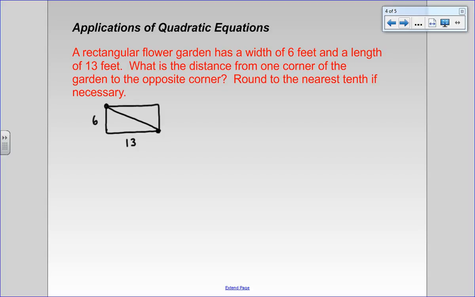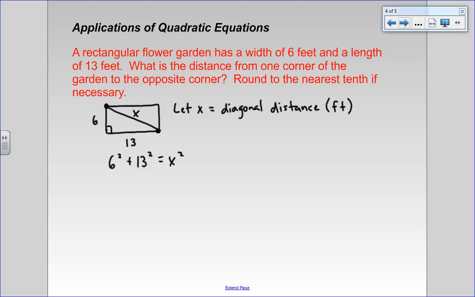Since that's the unknown we're interested in, let's label it with a variable and be clear to define that variable. Let x equal the diagonal distance, and that's measured in feet. As we examine the diagram, we can see that we have a right triangle, and so the Pythagorean theorem could be used to write an equation relating the lengths of those 3 sides of the triangle. Remember that the sum of the squares of the legs, 6 and 13, is equal to the square of the hypotenuse, which in this case is x. So we have the equation 6 squared plus 13 squared equals x squared.